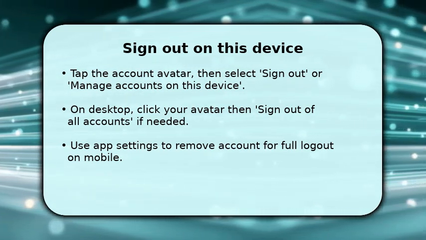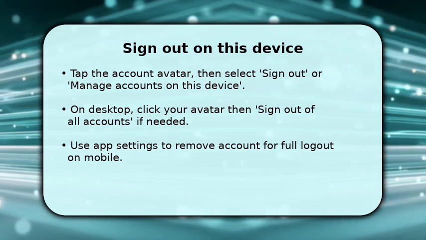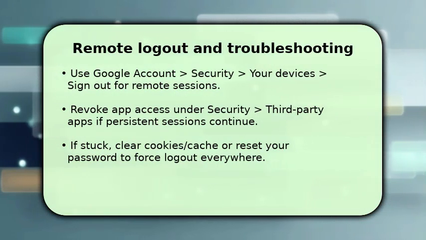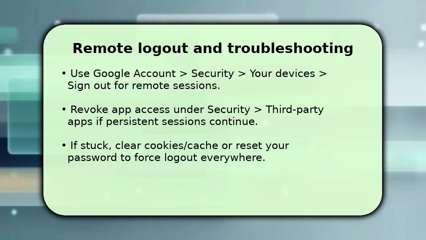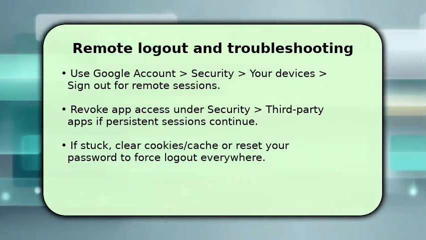To log out remotely, open your Google account settings, go to Security, then Your Devices, select the device and choose Sign Out to end that session. If sessions persist, revoke access for specific apps or devices in the third-party apps section. This severs tokens immediately. If problems continue, clear browser cookies and cache, or change your password to force all sessions to re-authenticate. This is a reliable fallback.